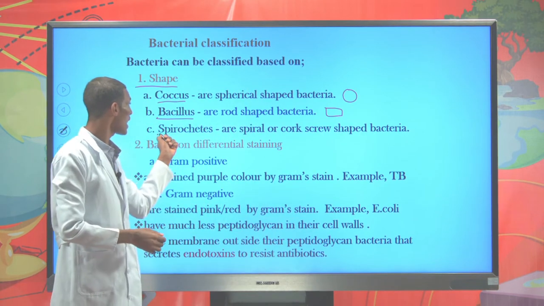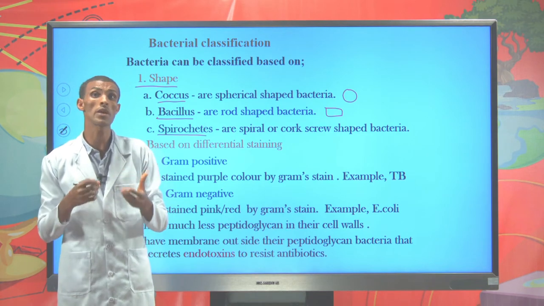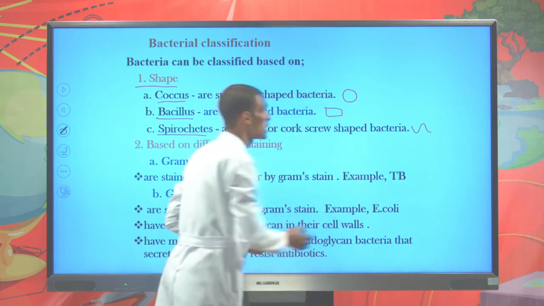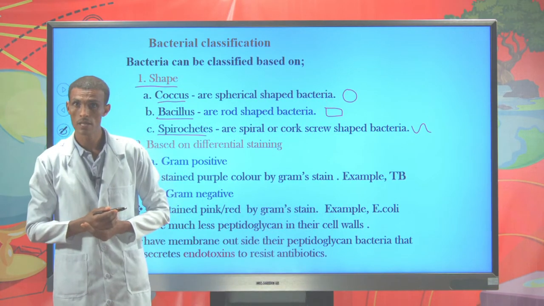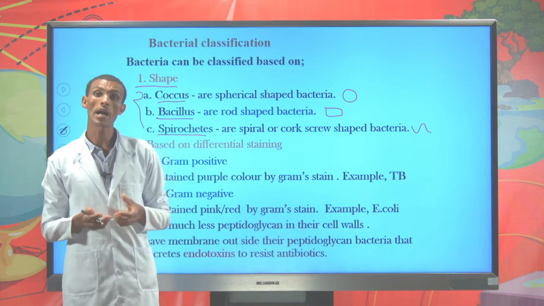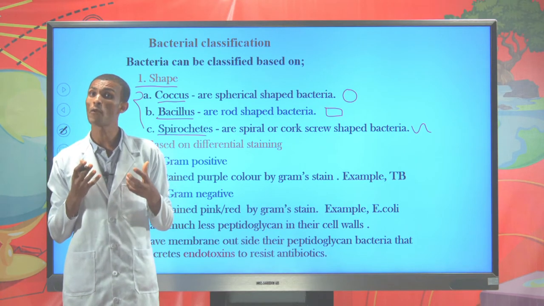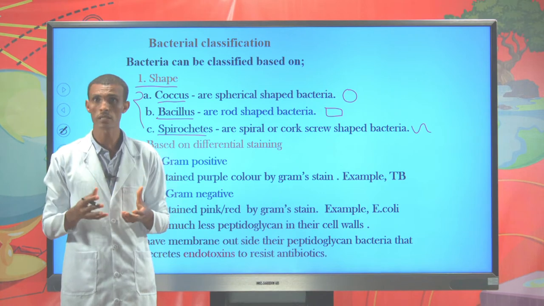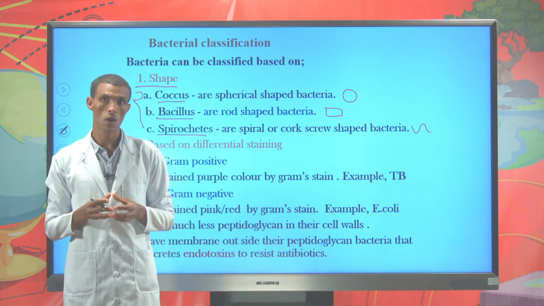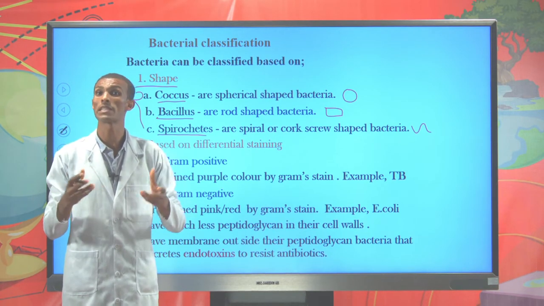Bacteria can be classified as spirochetes, which are spiral or corkscrew-shaped bacteria. This kind of shaped bacteria can be considered spirochetes. So, based on the shape of bacteria, we can classify them into three main types. Regardless of the shape they have, whether coccus, bacillus, or spirochetes, bacteria can be found single, in colonies, or in clusters.